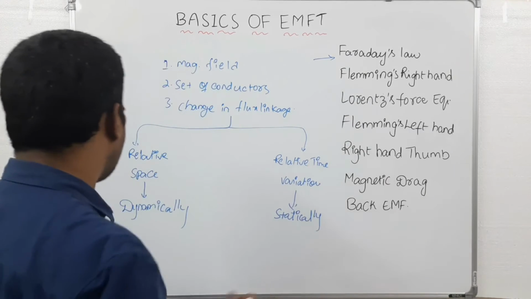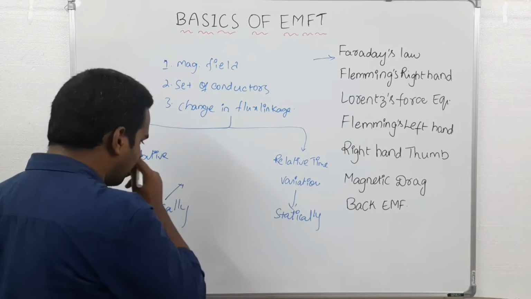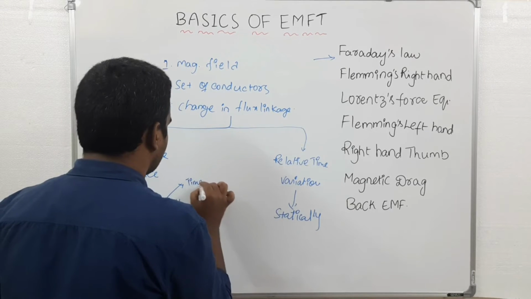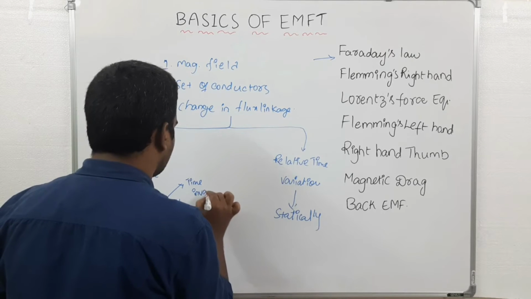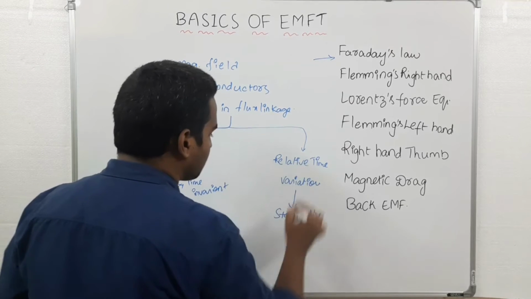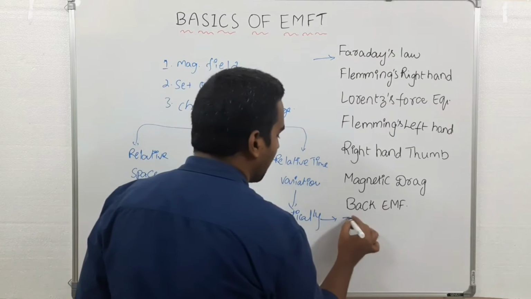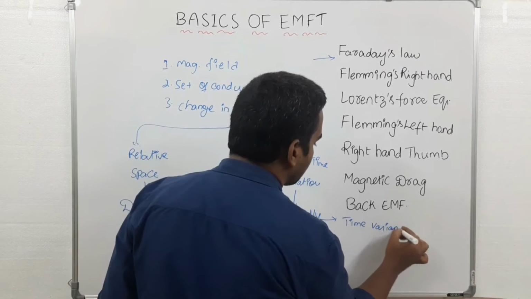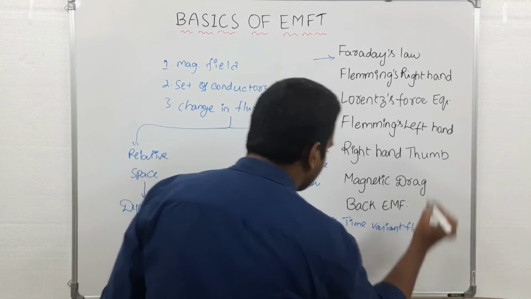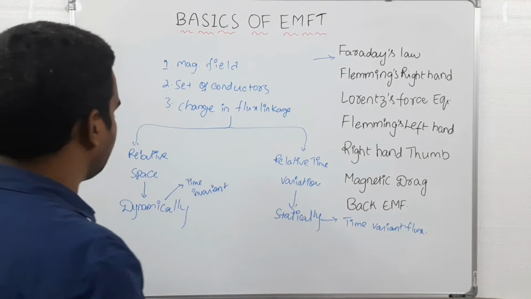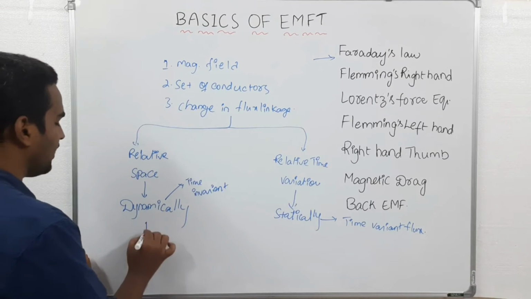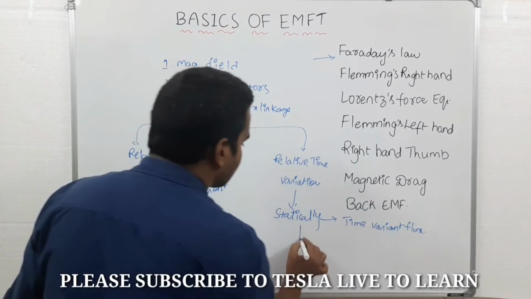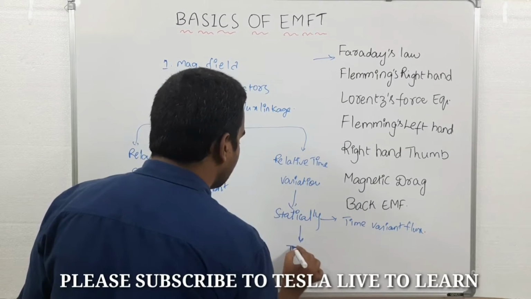So, important point: in dynamically induced EMF, time invariant flux is there. In case of statically induced EMF, time variant flux. Okay, this is a very important point. Example of dynamically induced EMF is DC generator, and example of statically induced EMF is transformer.